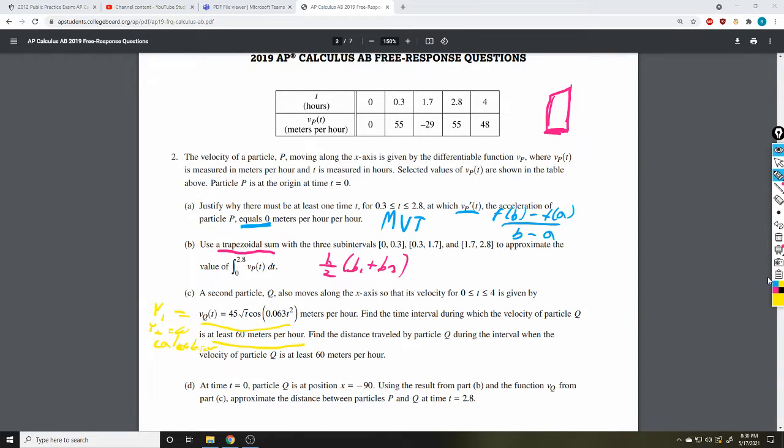And then I want the distance traveled over that time. So the total distance traveled is going to be the integral over that interval of the absolute value of velocity, because that's what total distance traveled is. So figure out what the interval is that they're looking for. That's calculator work. And then total distance traveled.